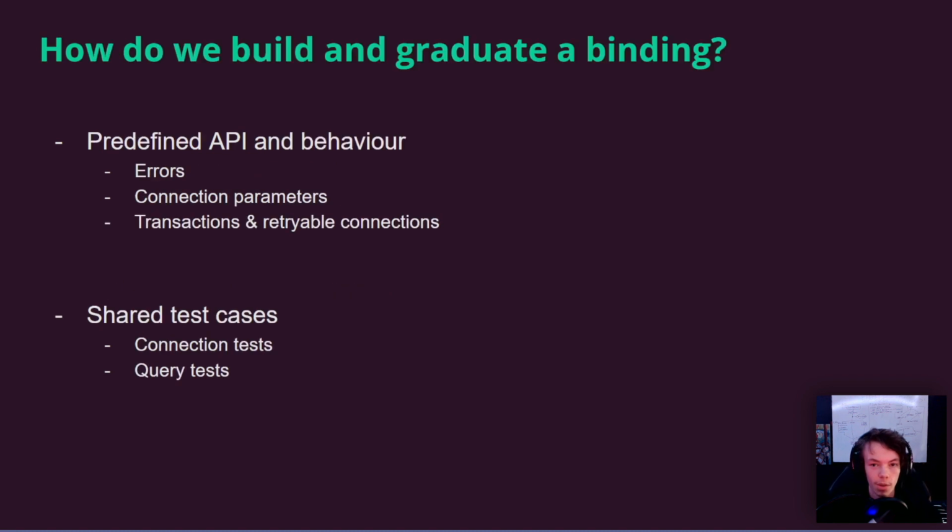So how do we go about building a new binding? We have some predefined APIs and behaviors we'd like to share across all our bindings. For example, error names, our connection parameters, and our transaction and retriable connection behavior. To achieve this, we have some shared client test cases we implement to make sure all these features are working correctly.